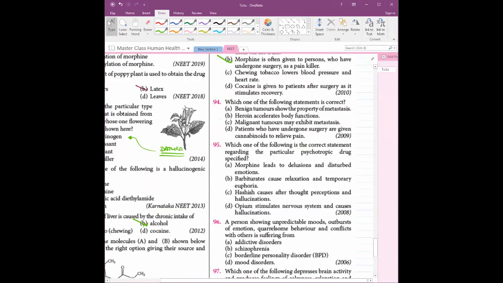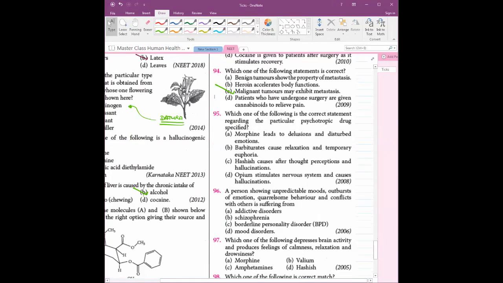Which one of the following statements is correct? Benign tumors show the property of metastasis. Is this right? No. Only your malignant tumors show metastasis. Heroin accelerates body functions. What do you think, guys? No. Malignant tumors may exhibit metastasis. Yes, very nice. This is true. And patients who have undergone surgery are given cannabinoids to relieve pain. No, that is wrong.